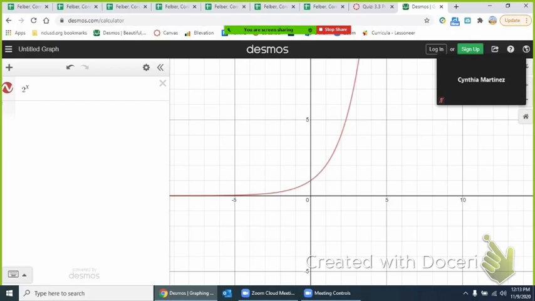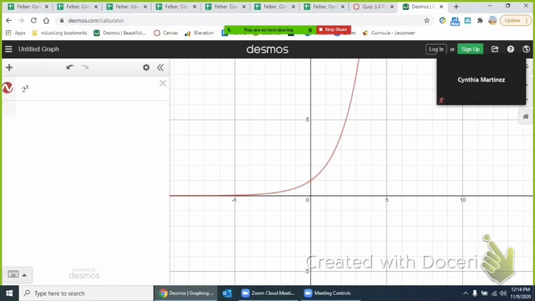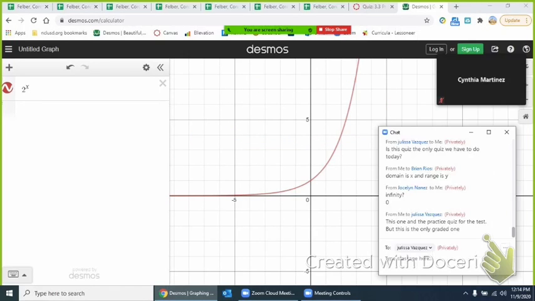Remember, these are exponential, so as we go to the right, we're multiplying. That's why it goes up. The numbers get bigger. When we go to the left, remember, we're dividing, so the numbers get smaller. But if we keep dividing, keep dividing, keep dividing, we're never going to actually get to zero. So this line right here, even though it looks like it touches, it actually just gets really, really close and never actually touches it. Are there any questions about that?